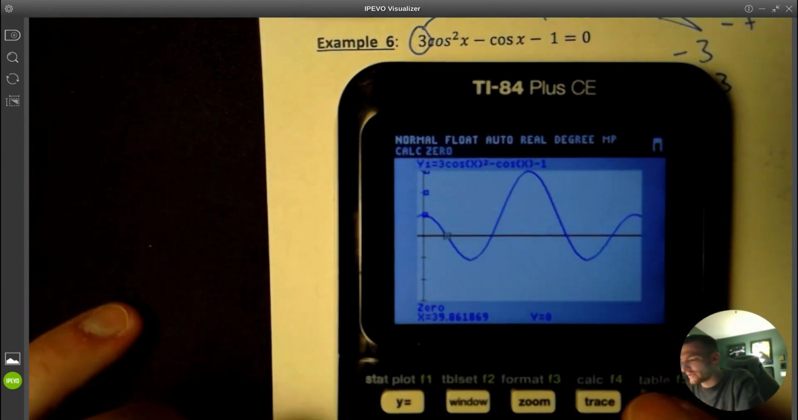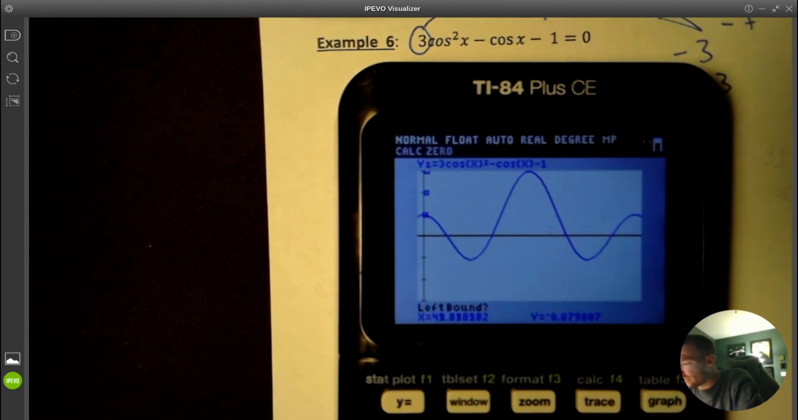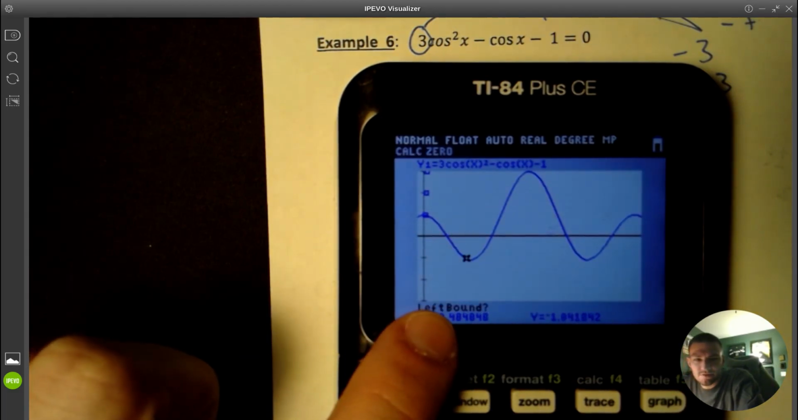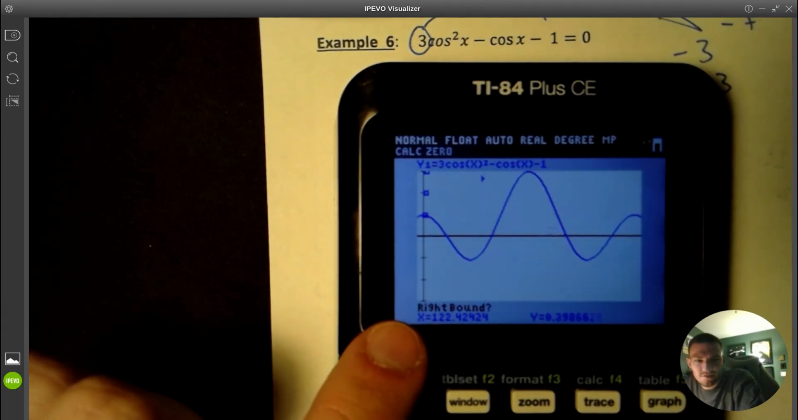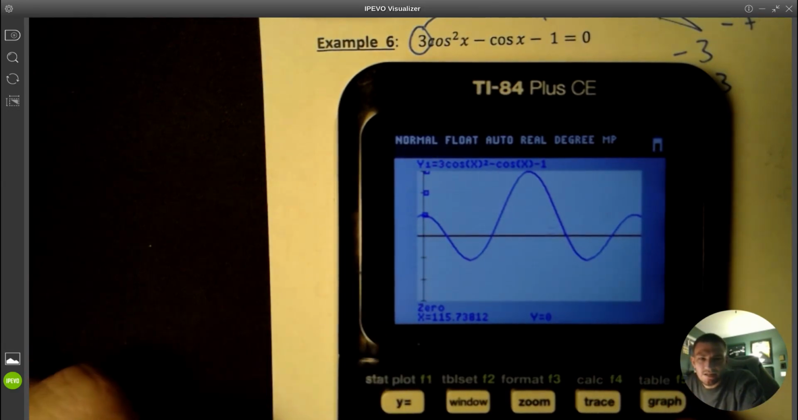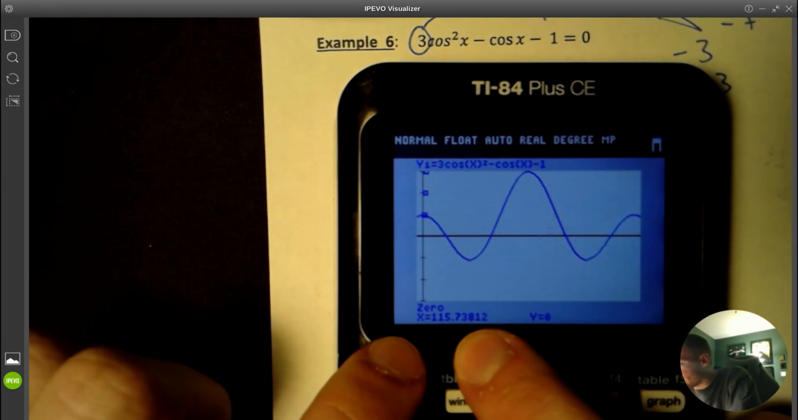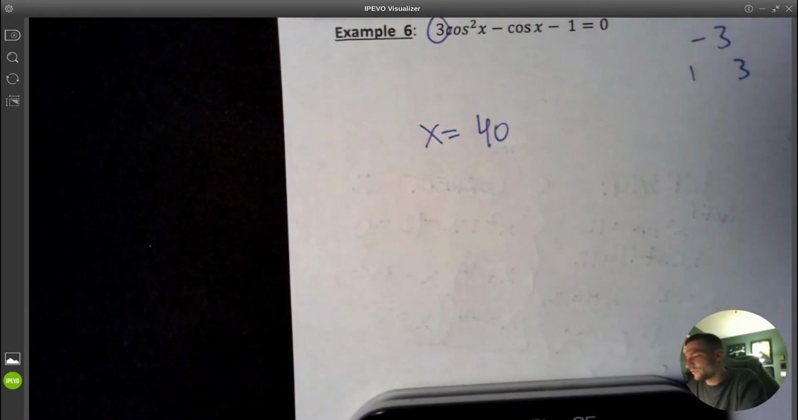All right, let's find the other one. Second, calculate 0. It says left bound. So I'm going to zoom in here. I'm going to go left, right, guess. You really don't have to guess. It tells me a new 0 is 115.7. Maybe I'll do 116.